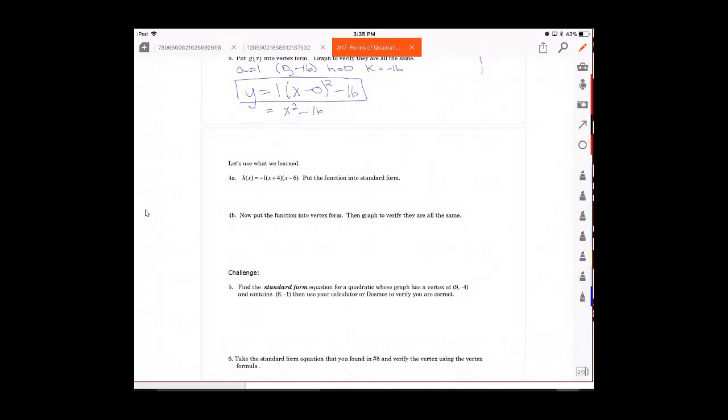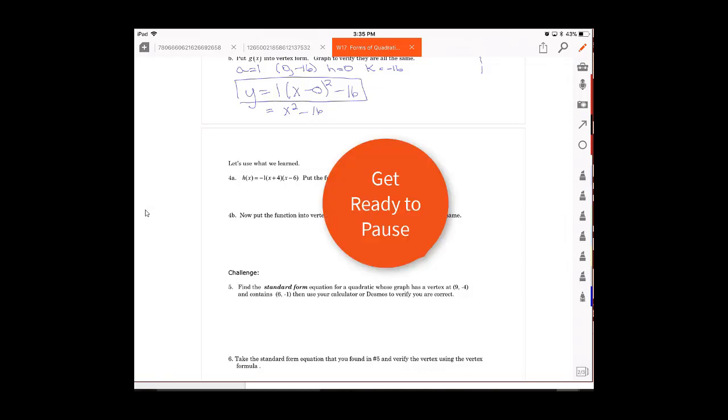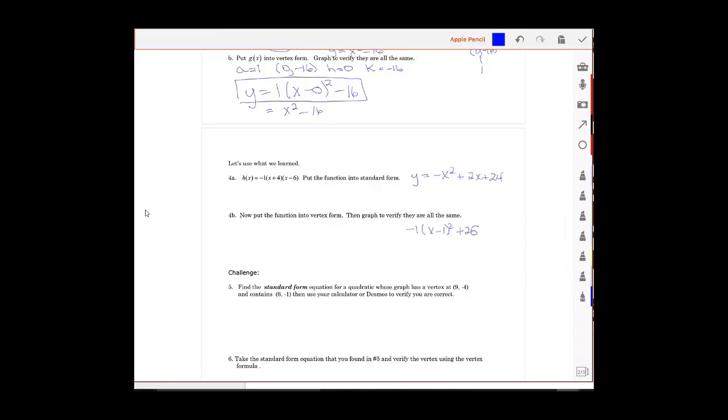I am going to let you do the last page. The only thing I'm going to do for you is tell you what the answers are, so that when you get done, you know you did it right. And the challenge is you don't have to do it. Not required. So that's it.